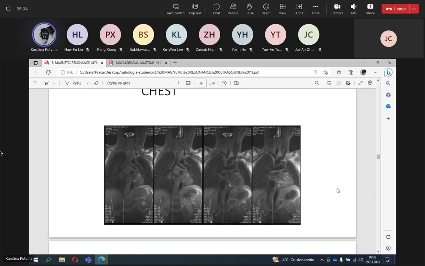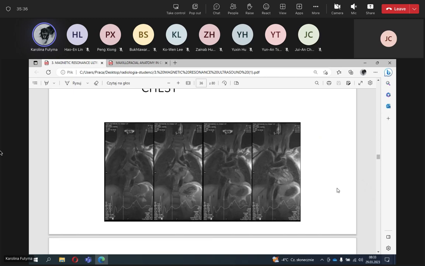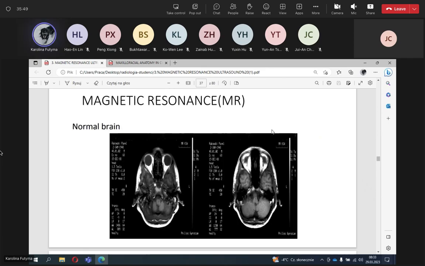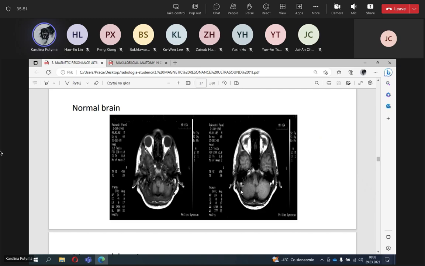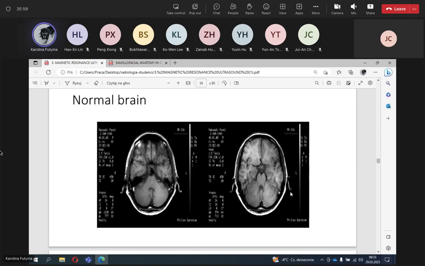This is the normal view of our chest. So we can see the heart here, the lungs, of course. This is again normal brain. Left side, right side. Again, normal brain in different images.